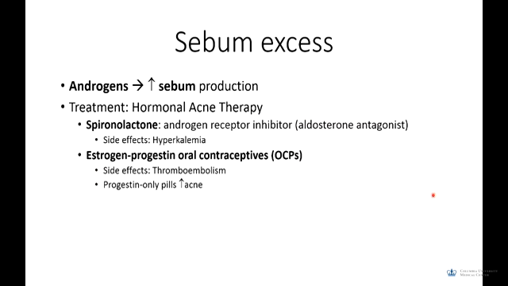So you have spironolactone, which we learned about in multiple other blocks, and it acts as an androgen receptor inhibitor, but you have the side effect of hyperkalemia. And then there's the oral contraceptive pills I was telling you guys about, which again have the side effect of clots, but don't use progestin-only oral contraception because those could actually increase your risk of acne.